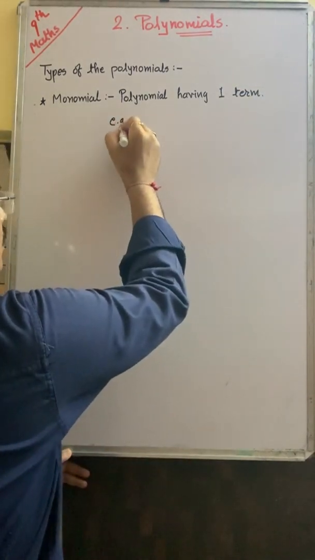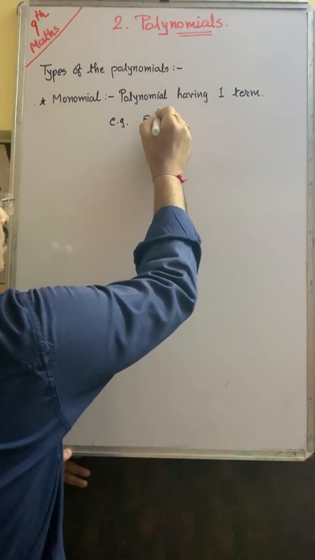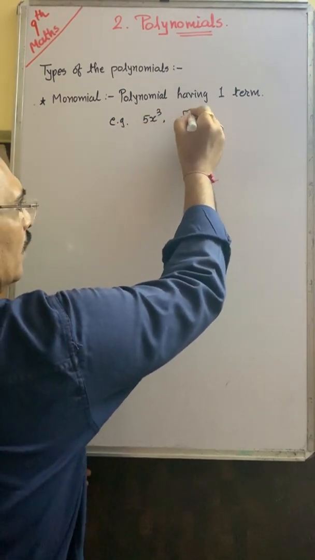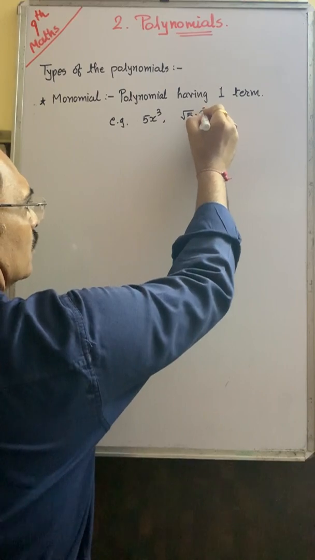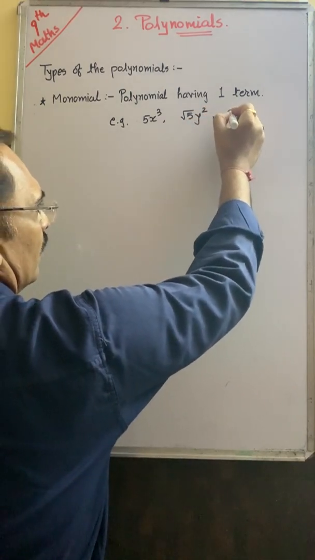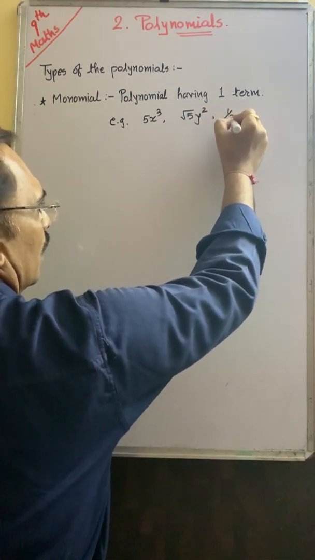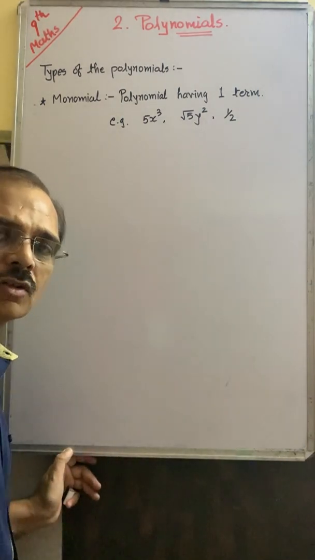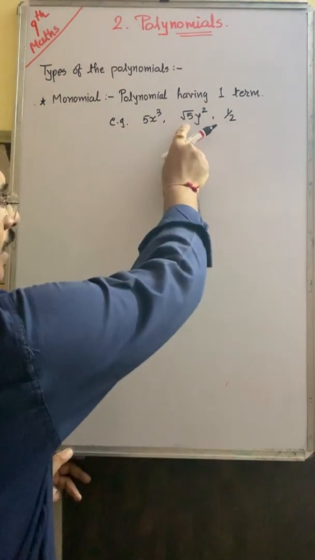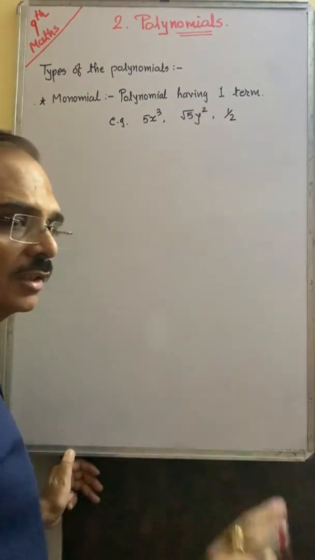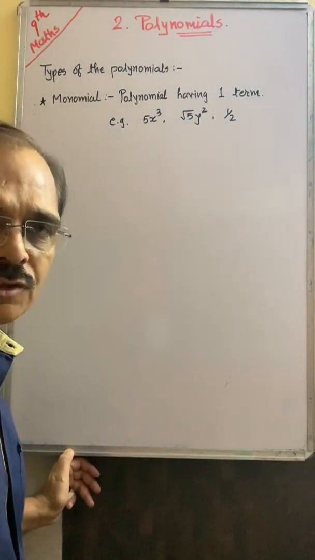As for example, 5x cube. As for example, root 5y square. Or as for example, only half. That is called a constant term. Here root is the coefficient. The power is not in a square root or fraction.